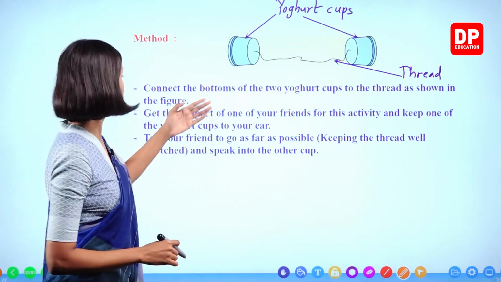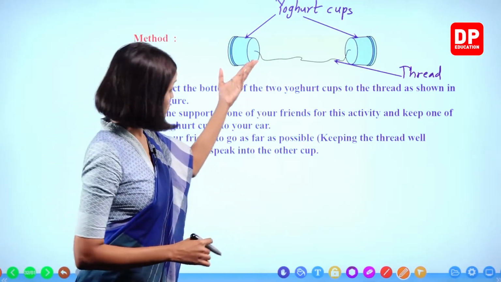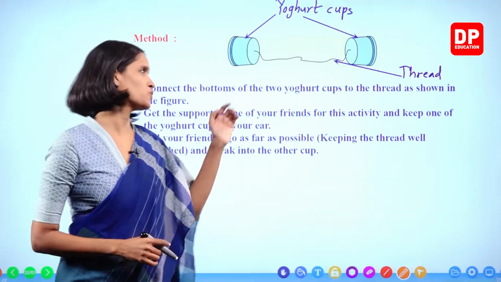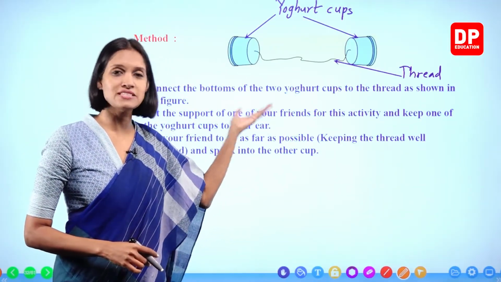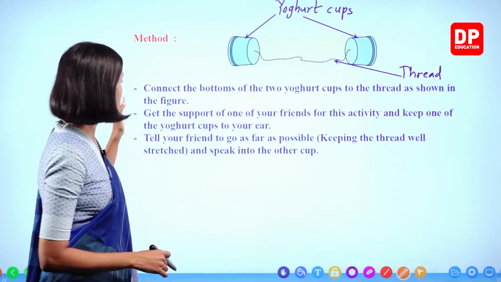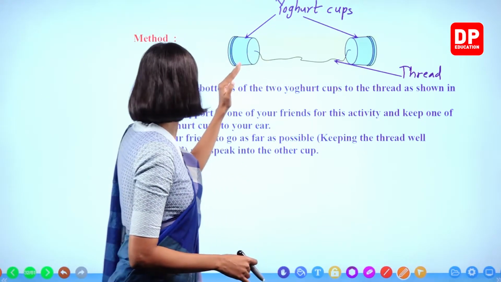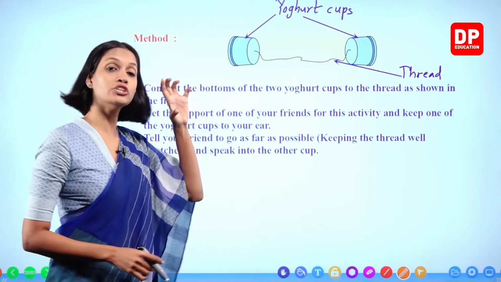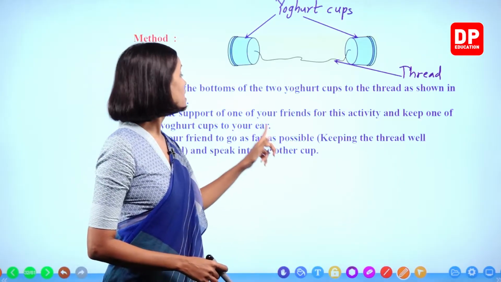Then what do you have to do? Get the support of one of your friends. You need the help of another person. So at home you can ask your brother or sister or someone else at home. Okay? Get the support of one of your friends for this activity and keep one of the yogurt cups to your ear. Right? Tell your friend to go as far as possible.